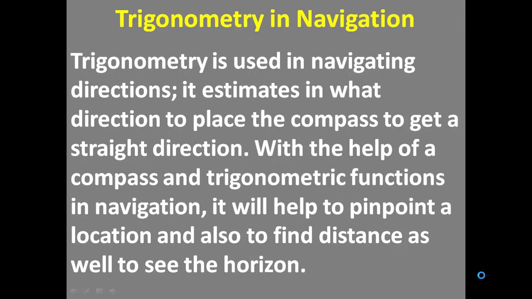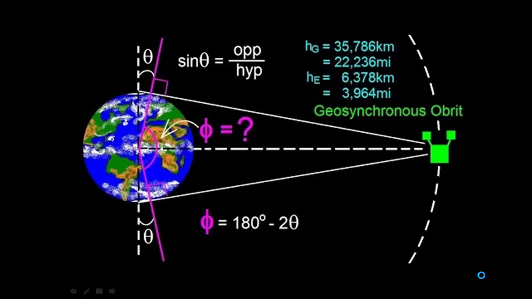Trigonometry in navigation. Trigonometry is used in navigating directions. It estimates in what direction to place the compass to get a straight direction. With the help of a compass and trigonometric functions in navigation, it will help to pinpoint a location and also to find distance as well as to see the horizon. So here is an example of how trigonometry is used in navigation.